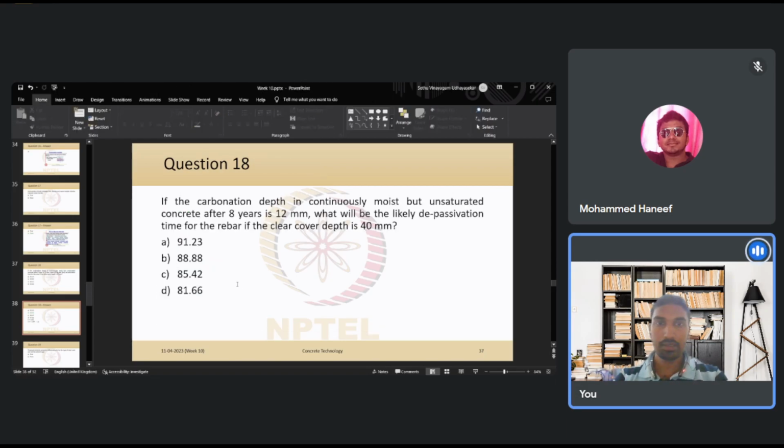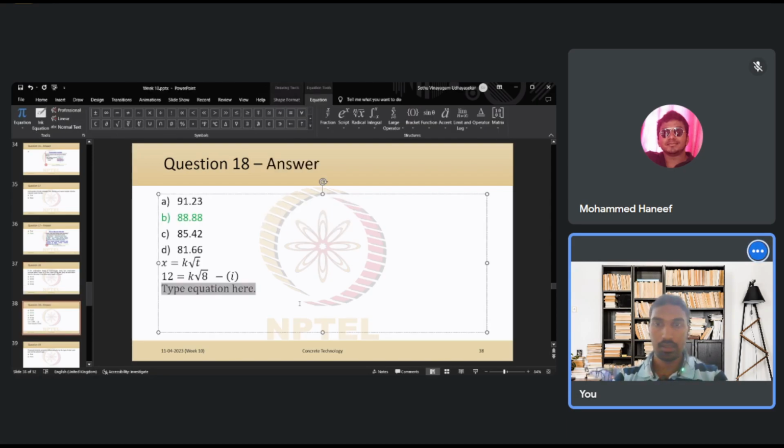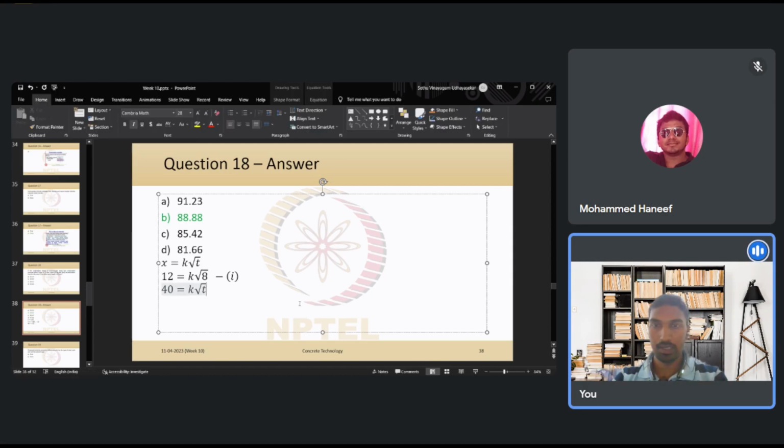The other one is, what is the time it will take for 40 mm to be carbonated? In this case, we know the depth, which is 40 mm, but we don't know the time it takes. So it is k times the square root of the unknown t. This is the second scenario. Now, how do we find out what t is? We have two unknowns, k and t, and we also have two equations, so we can solve this.